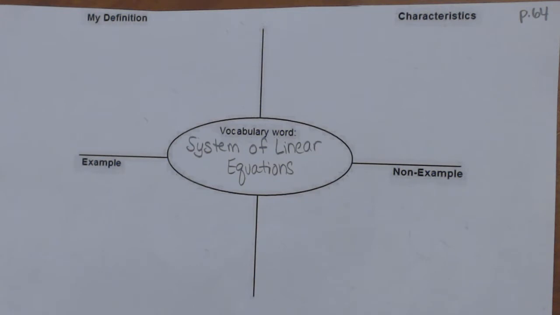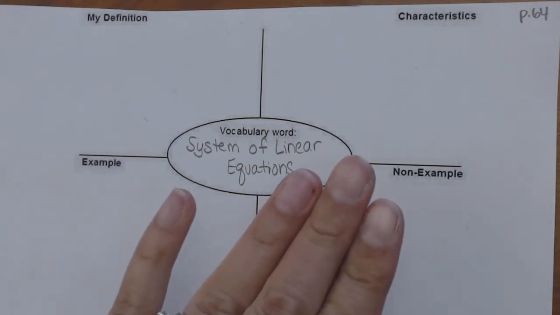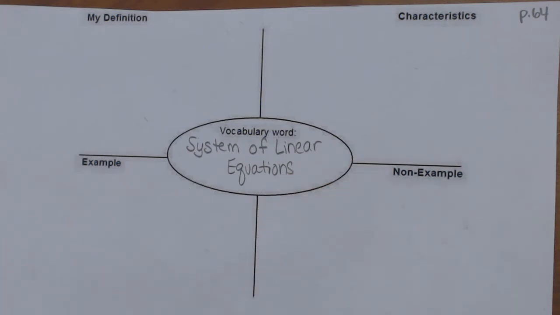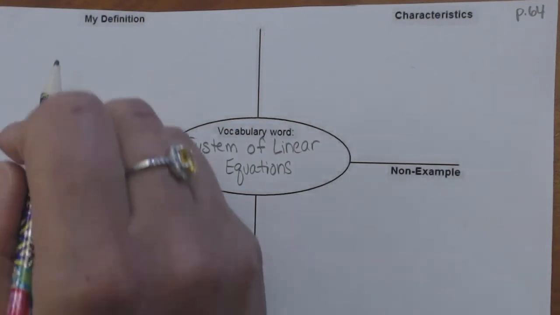Let's start. In my last video, I did an introduction into systems. I just want to put everything on one page so you see how it works out. I want to put the definition, give you an example of the types of solutions, tell you about the characteristics, and give you a non-example. So here we go. The definition for a system of linear equations is two or more equations working together. That's it. Let's write it.